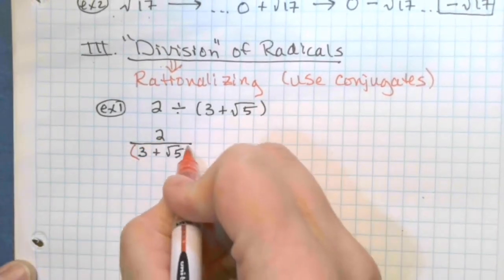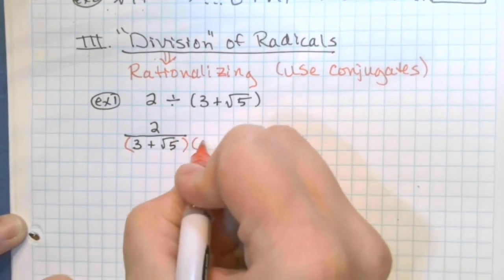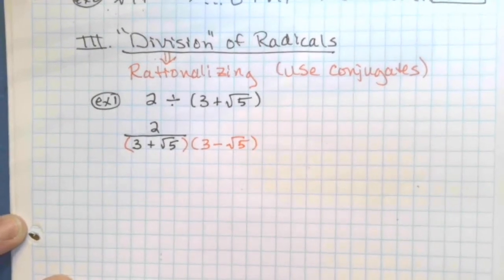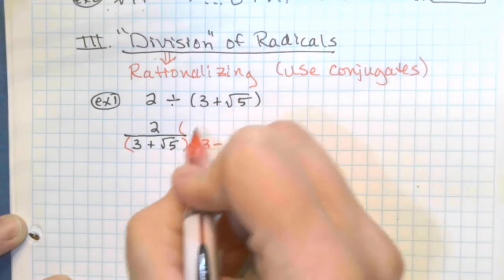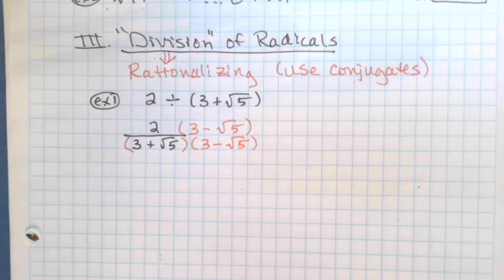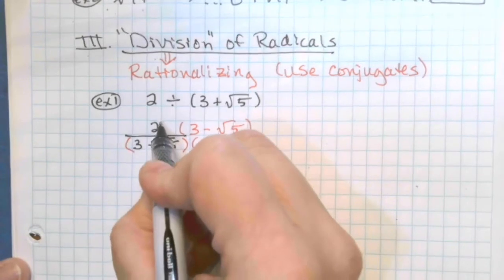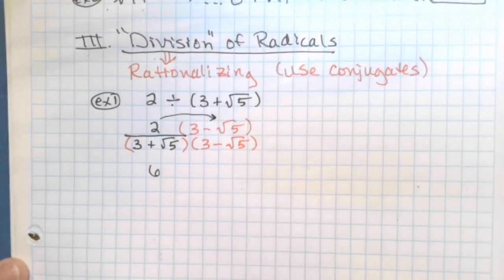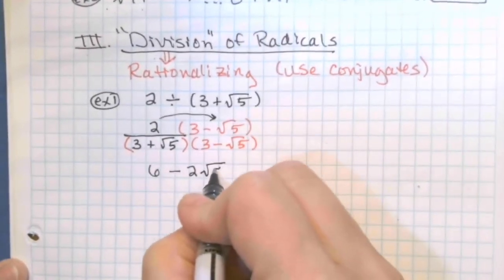So we're going to start by multiplying the bottom by its radical conjugate, which is 3 minus square root 5. Now, just like the rationalizing we've done before, you can't just do that to the bottom of the fraction. You must also multiply by the same thing on the top, 3 minus radical 5. So on the top, you're just going to distribute the 2. So 2 times 3 is 6. 2 times negative radical 5, think scalar. 2 times negative 1 is negative 2. Tag the square root 5.